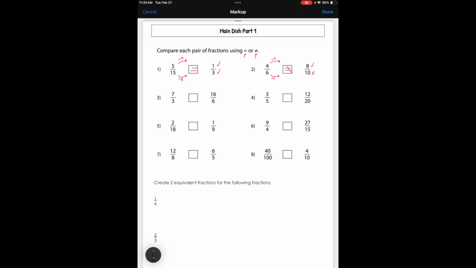The bottom two problems are creating two equivalent fractions for the fractions 1/6 and for 2/3. Remember, we might have different answers on that depending on what you multiply them by versus me.